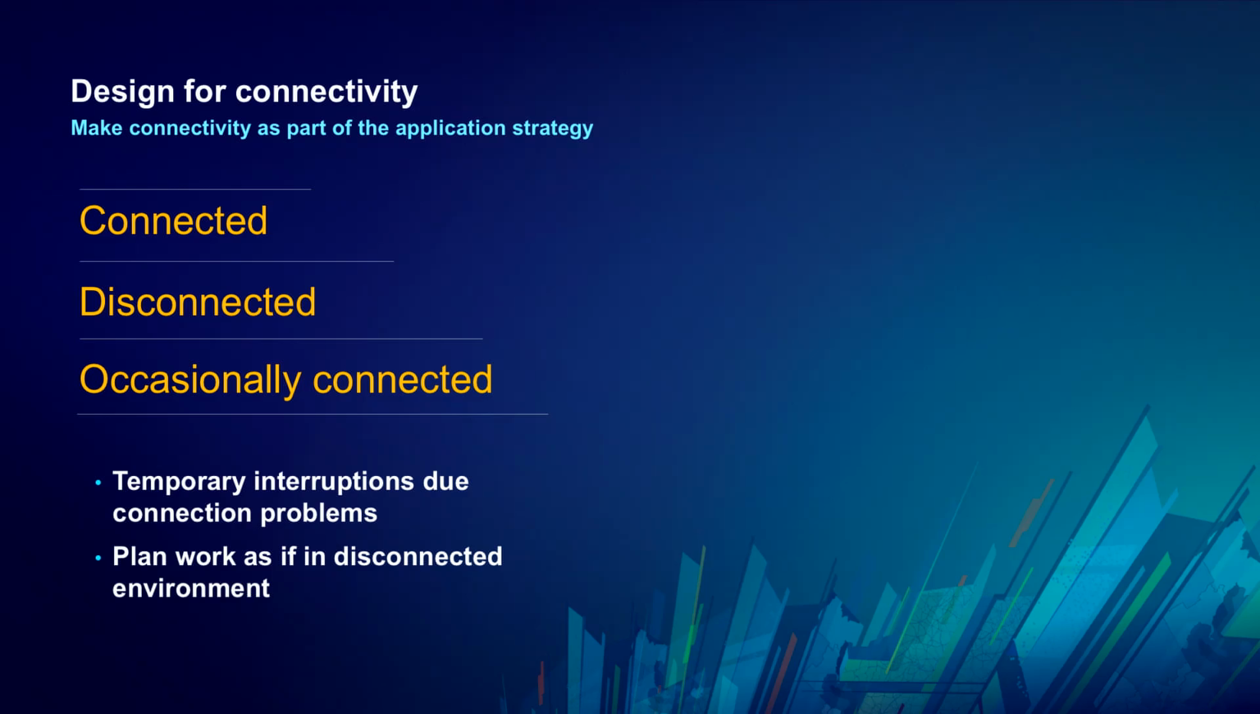Depending on how your application is going to be connected, it really can make a difference on the solution that you use and the architecture of your application. So there's a couple of different things we need to keep in mind when we think about connectivity state. One is, is your application going to be connected all of the time? And this is probably the easiest one.